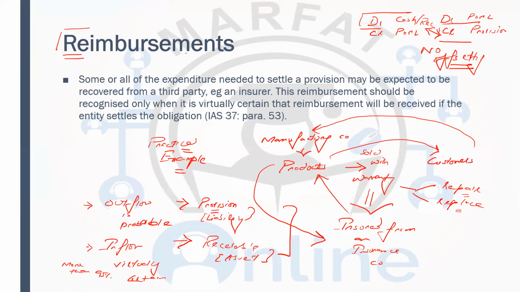So this is what is written over here. Reimbursement: some or all of the expenditure needed to settle a provision may be expected to be recovered from a third party, for example, an insurer. This reimbursement should be recognized only when it is virtually certain, in more than 95% chances, that reimbursement will be received if the entity settles the obligation. But you are not going to offset. You'll show the provision separately as a liability. And if you are sure that you will be getting the claims, because we have a criteria with the insurance company, if you think that they will be paying you and the percentage is more than 95%, that means virtually certain, then you are going to record the asset, but you are not going to offset it by any means.